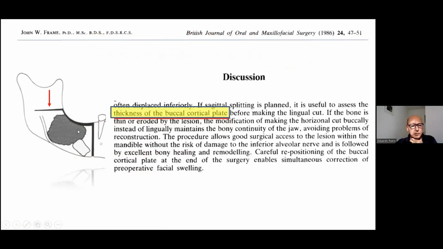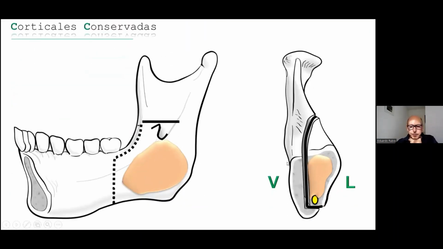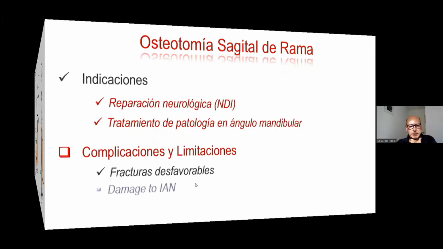A fracture can occur during the technique, which in general is related to the thickness of the buccal plate. You need a complete buccal plate and you have to be trained in orthognathic surgery. If you have a complete buccal plate, it doesn't matter what happened with the lingual cortical. And you can use it by placing the osteotomies apart from the limits of the lesion.